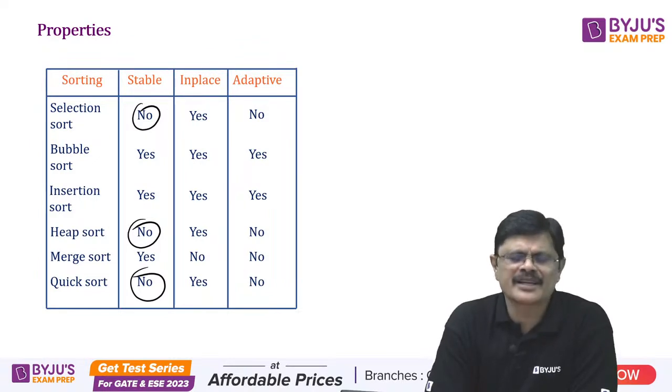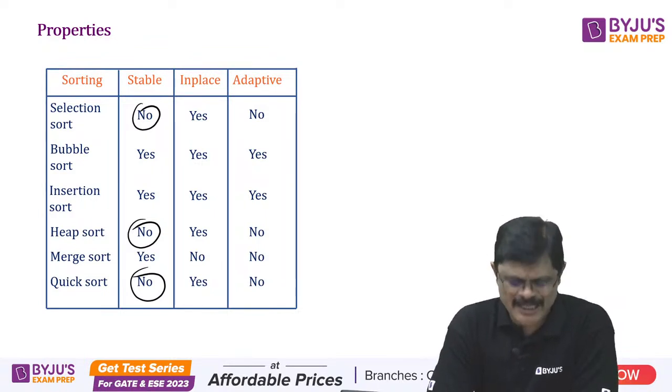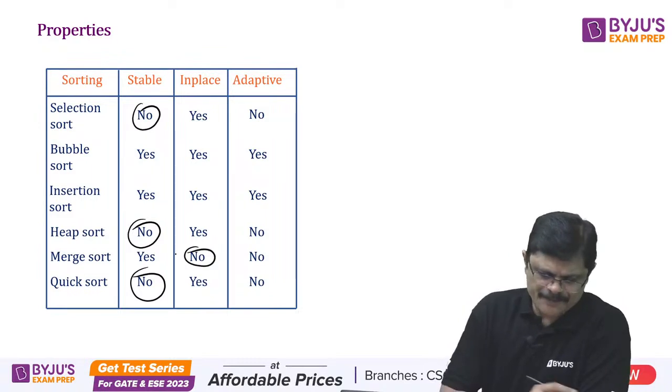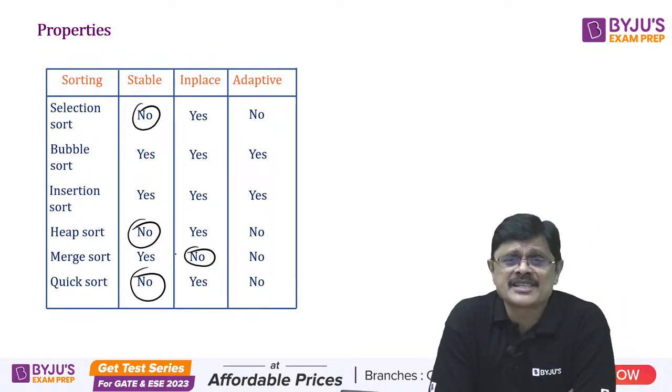Quick sort gets worst case complexity for sorted arrays, my dear friends. And in place means all except merge sort. Merge sort requires additional space, my dear friends. Remaining all are in place.